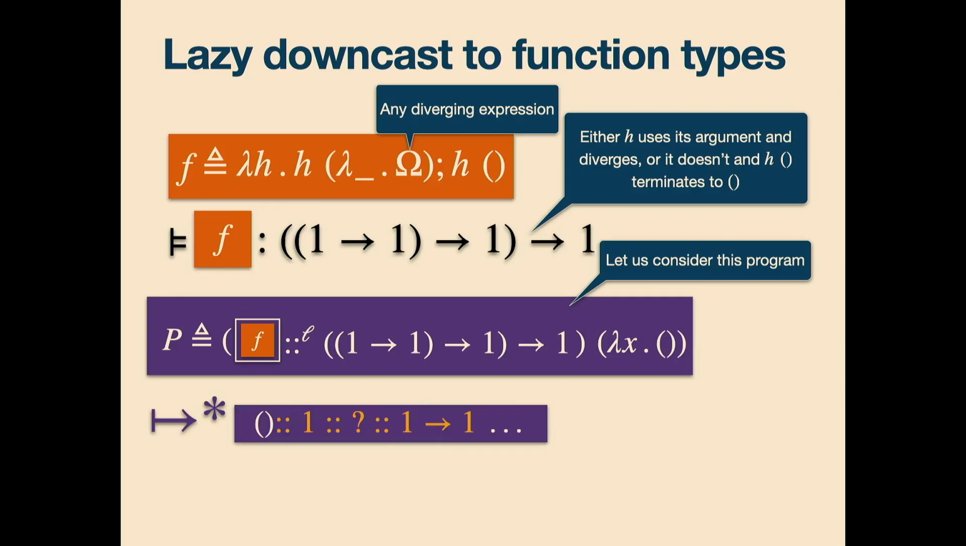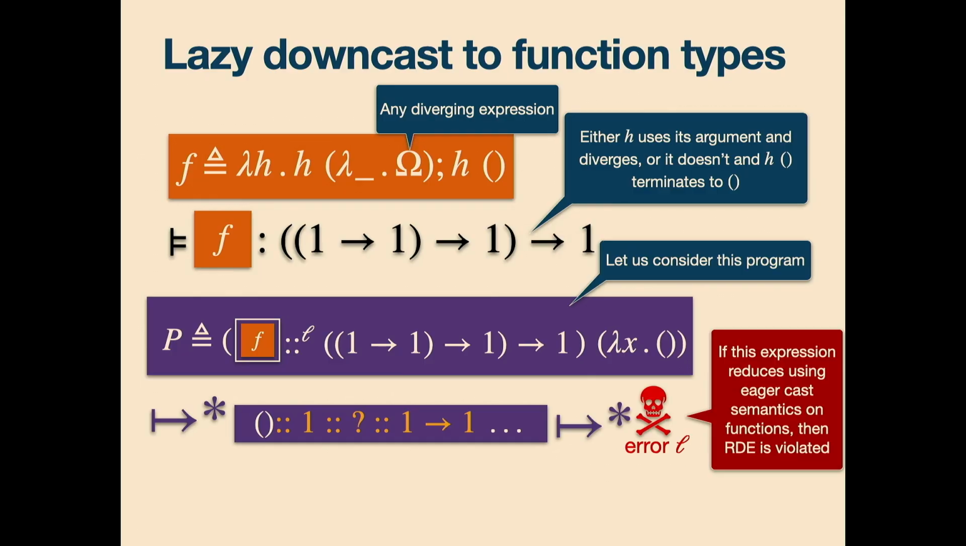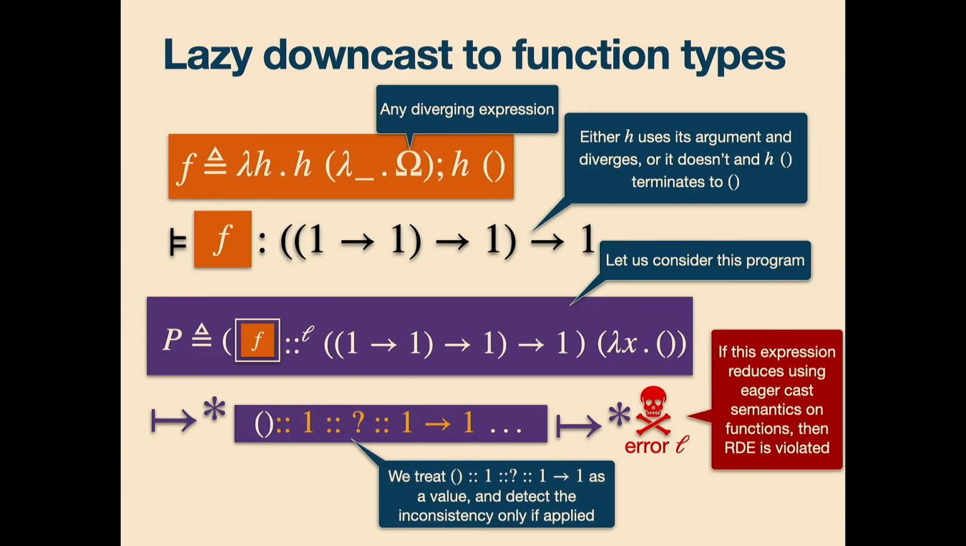And this is going to reduce after many steps to unit ascribed to the type unit, ascribed to a function type to unit. So if we eagerly combine casts here, then we're going to violate the criterion. So what we basically do is we treat this lazily as a value, and only reduce this cast if we are going to apply this value to some other value. So this is something important.